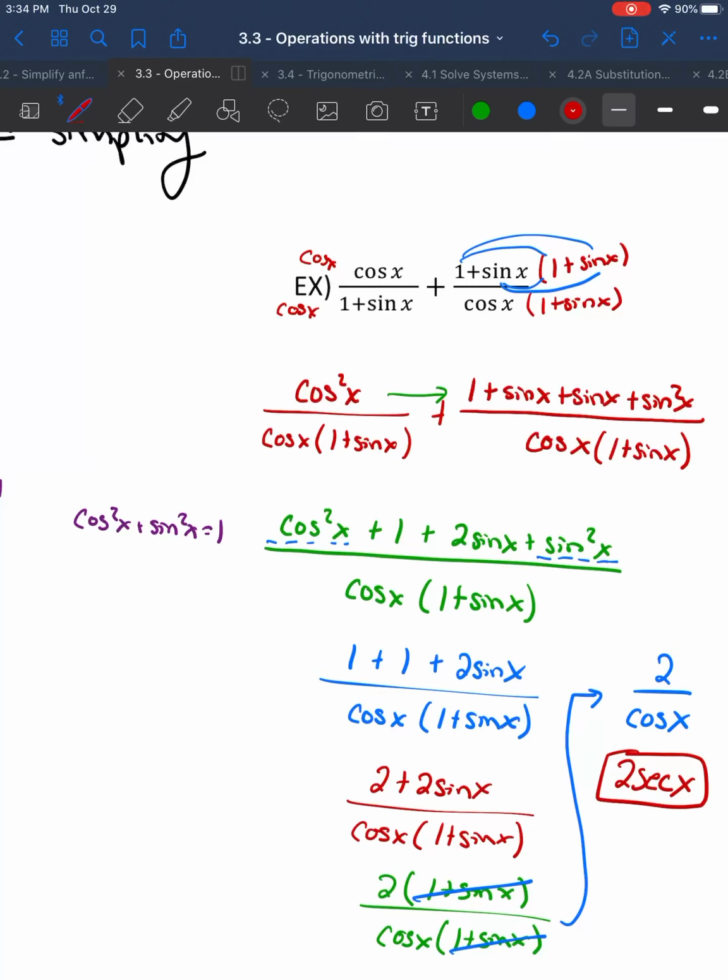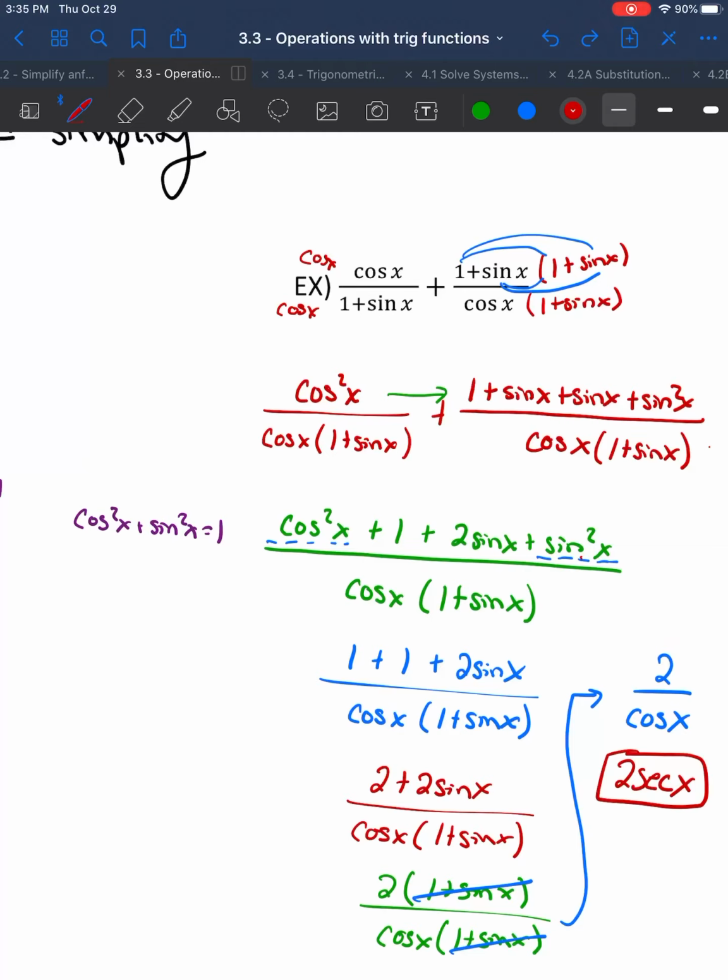Okay guys, I hope you attempted this example on your own. If not, sorry, I'm not talking through the whole thing, but I got common denominators first. Then I added across the top. I saw the cosine squared and the sine squared, so that made me remember my identity.